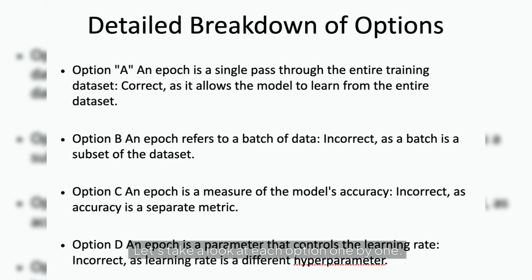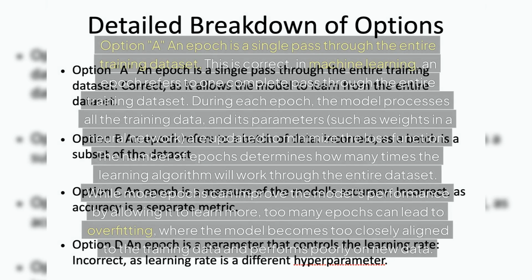Let's take a look at each option one by one. Option A, an epoch is a single pass through the entire training dataset. This is correct in machine learning. An epoch refers to one complete pass through the entire training dataset. During each epoch, the model processes all the training data, and its parameters, such as weights in a neural network, are updated to minimize the loss function. The number of epochs determines how many times the learning algorithm will work through the entire dataset. While more epochs can improve the model's performance by allowing it to learn more, too many epochs can lead to overfitting, where the model becomes too closely aligned to the training data and performs poorly on new data.